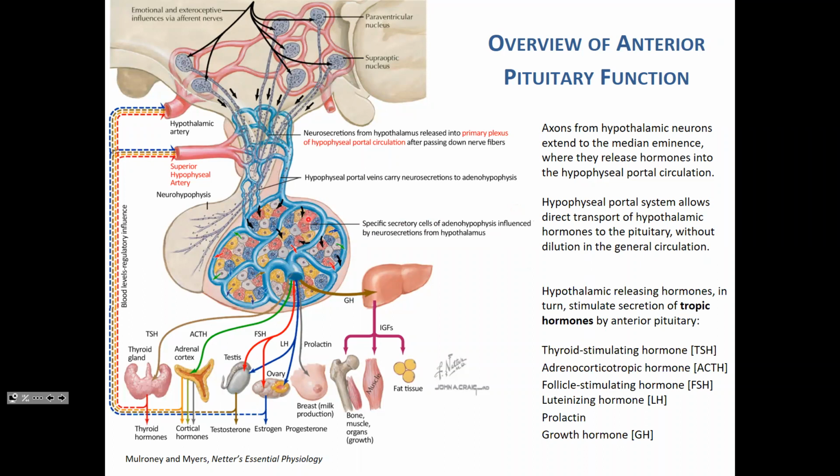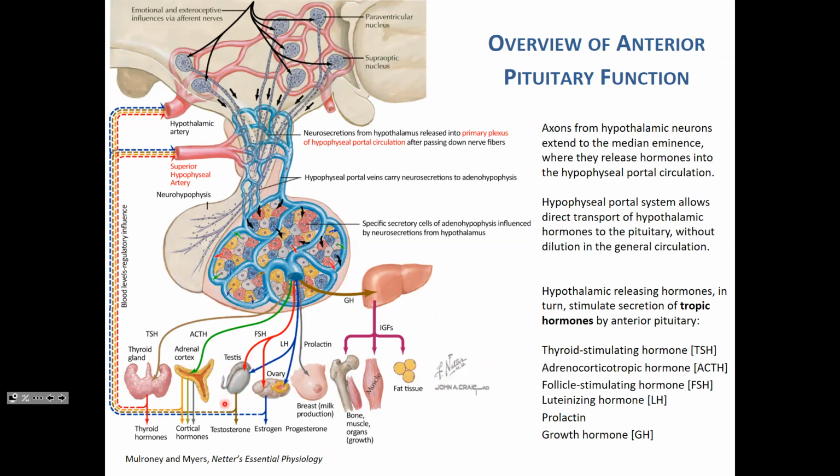Those hypothalamic releasing hormones are going to stimulate the secretion of tropic hormones, and those I list here. We're going to go through each one of these a little bit later. We have thyroid stimulating hormone, adrenocorticotropin hormone, follicle stimulating hormone, luteinizing hormone, prolactin, and growth hormone. And below, we're going to show all the target tissues. We'll go through that a little bit later.